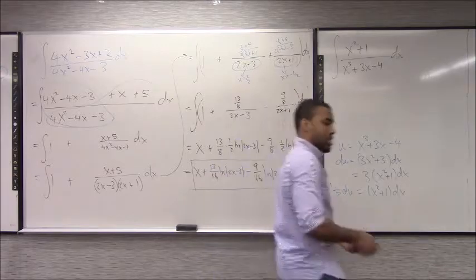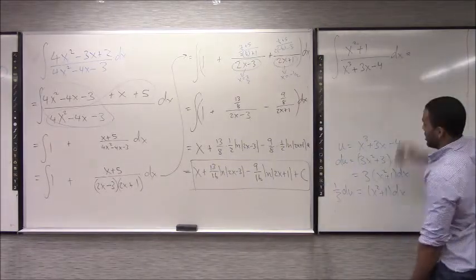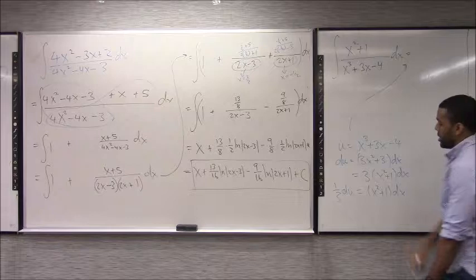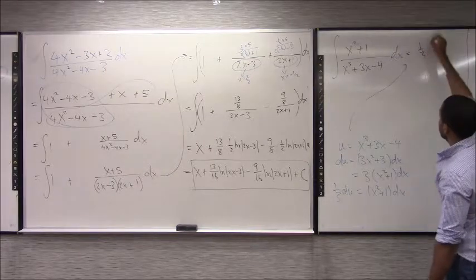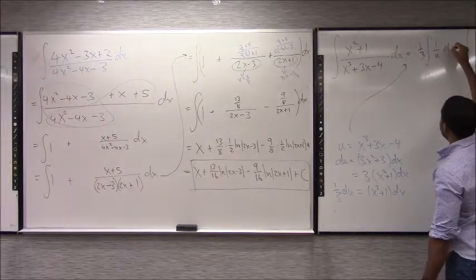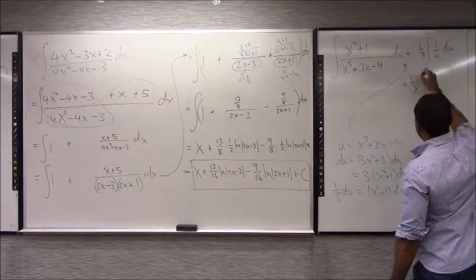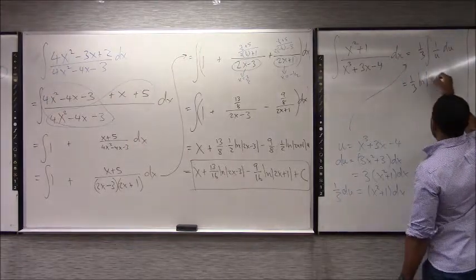So this one, you didn't have to do partial fractions at all. You just apply this, and it becomes 1/3 times the integral of 1 over u du. So it ends up being an ln of this.